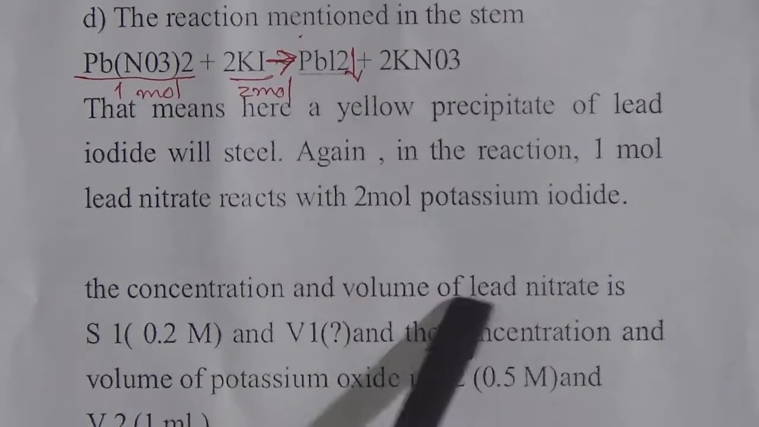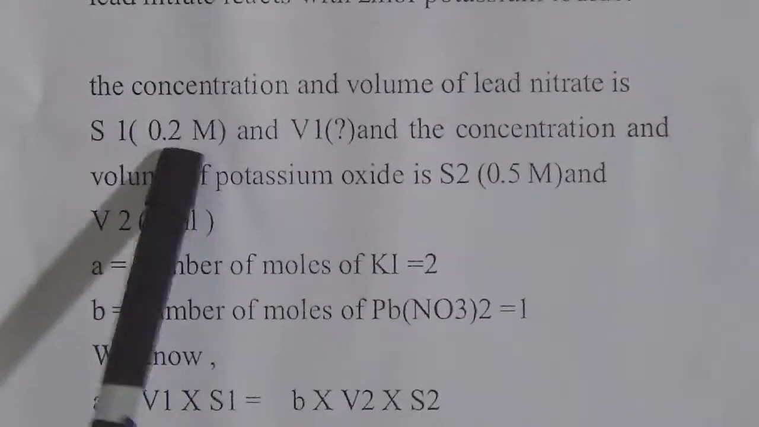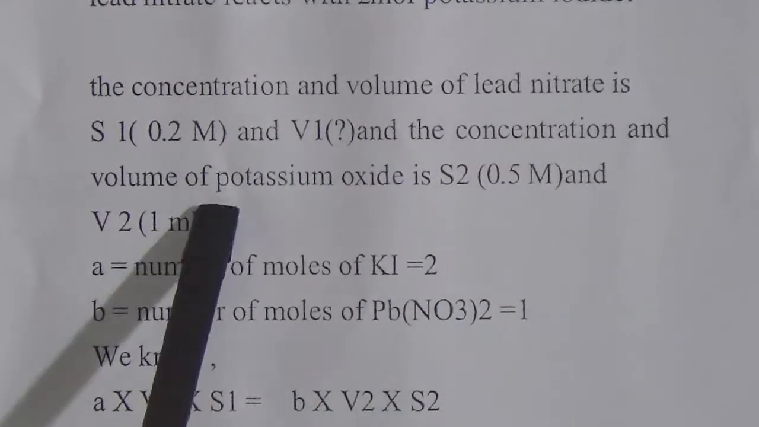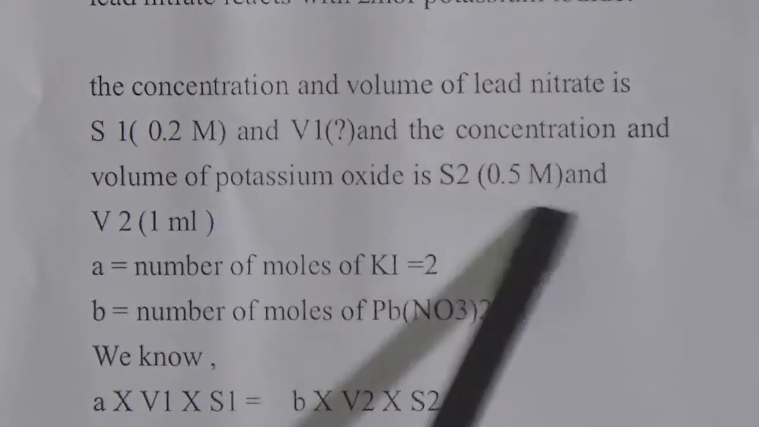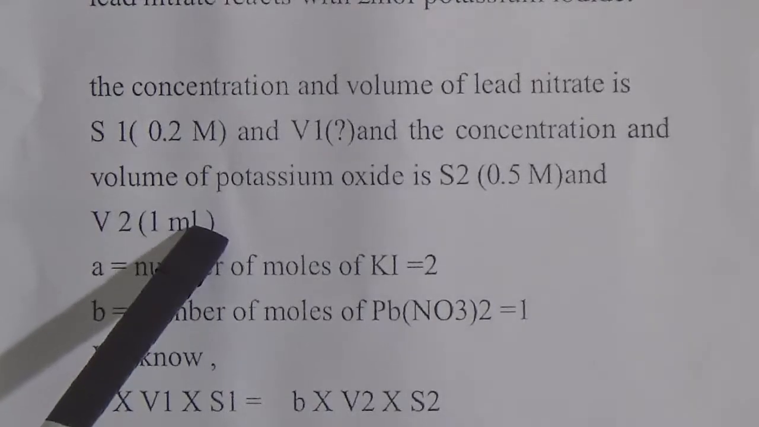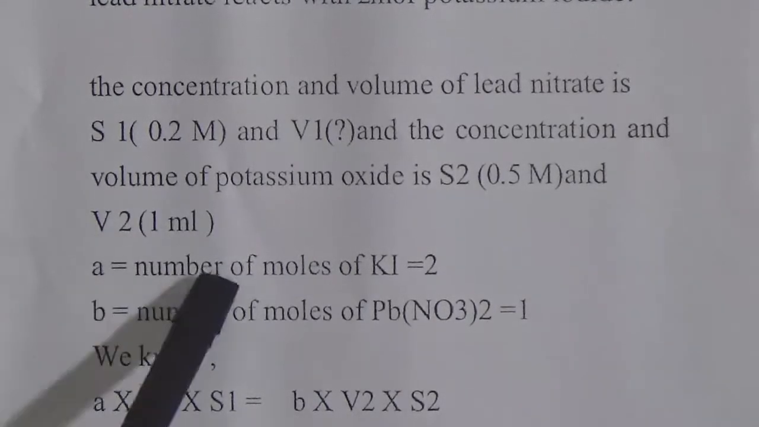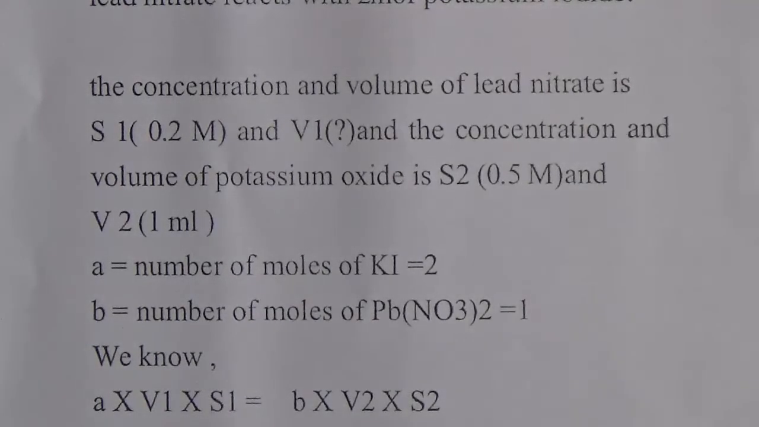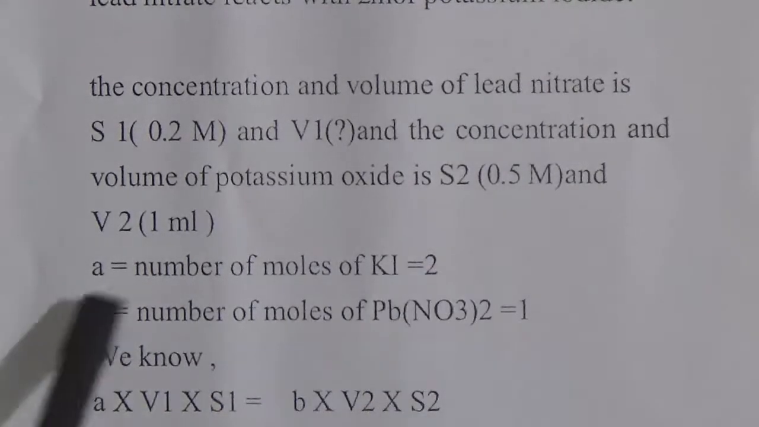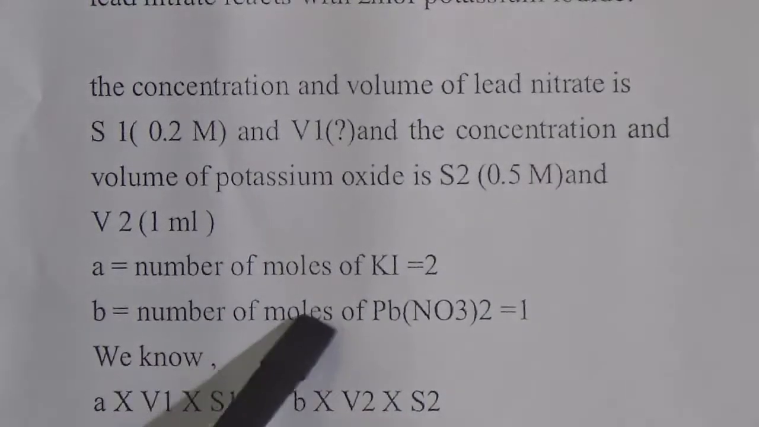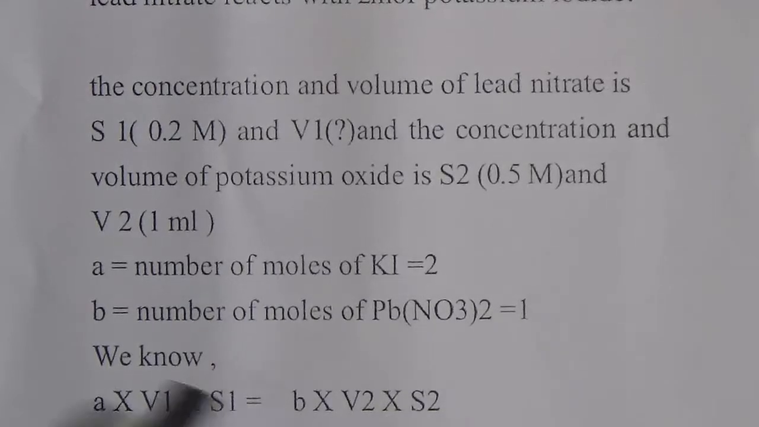The concentration and the volume of the lead nitrate are S1, that is 0.2 molar, and V1, which we have to find out. The concentration and the volume of potassium iodide are S2, that means 0.5 molar, and V2, that means 1 ml, because in every container we use 1 ml of potassium iodide. A is the number of moles of potassium iodide, it is 2, and B is the number of moles of lead nitrate, it is 1. And this is the rule of titration.